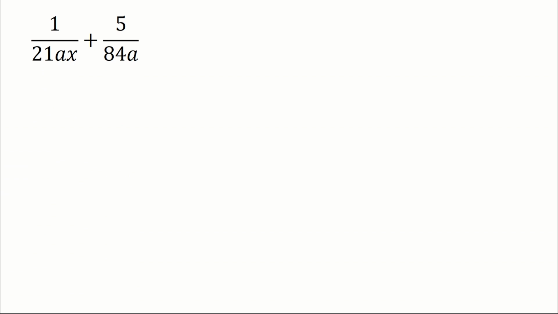add these together. So our first step is to determine the lowest common denominator. If we look at our numbers 21 and 84, we can see that 21 times 4 will give us 84. This means that our lowest common denominator involves the lowest common multiple between 21 and 84, which is 84. There's also a common a between them, as well as an x from the first term.